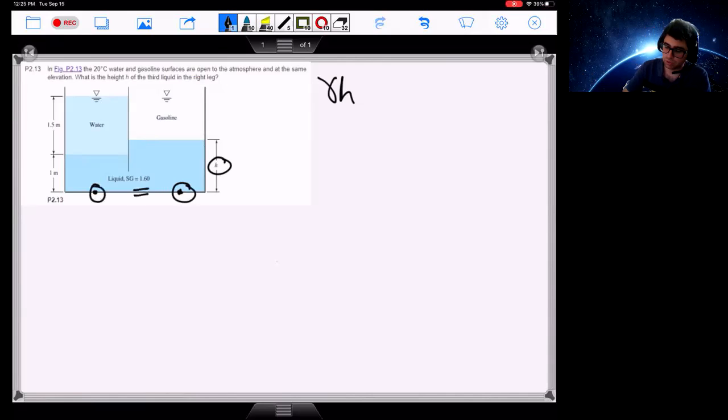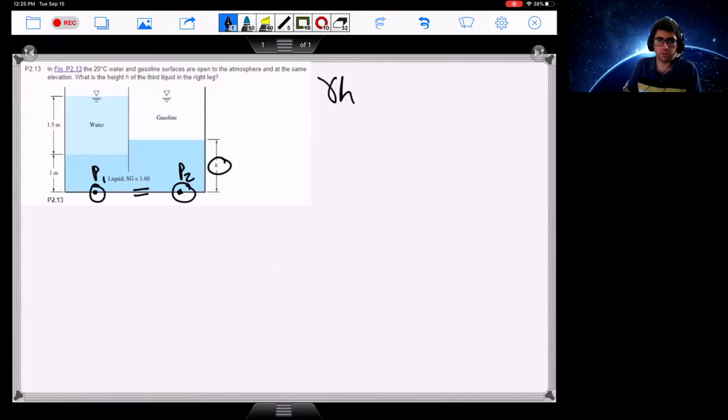But let's go to this point right here. We know they're equal. Let's call this pressure 2 and pressure 1. We know these 2 points are equal, but can we calculate pressure 1? Yes. Why? Because the heights are given with water. Yes, the heights are given, and we know the specific weight for each fluid.